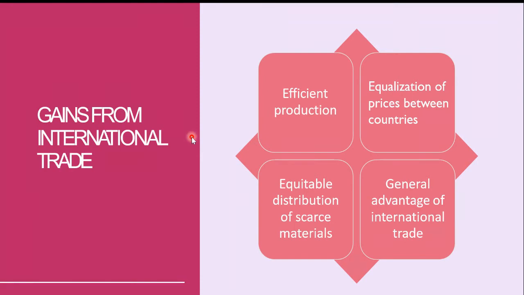So gains from international trade can be categorized into 4. Efficient production. Next, equalization of prices between the country. International trade may help to equalize prices in all trading countries.